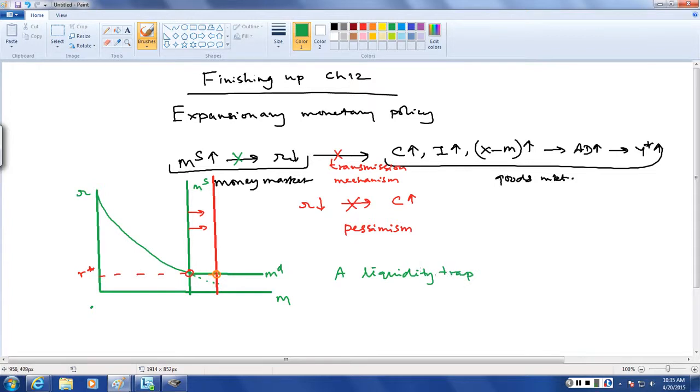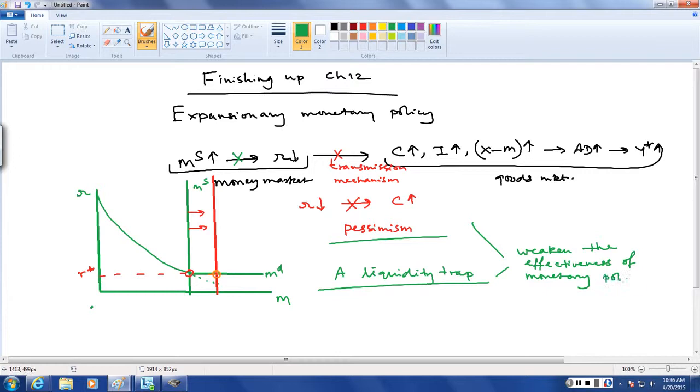I'm not going to discuss this in detail here. I'm just going to tell you that something like this could occur, in which case this connection is broken. So whether we have a lot of pessimism in the economy or a liquidity trap, for both of these reasons, monetary policy could become less effective. So both of these are factors that weaken the effectiveness of monetary policy. Right?